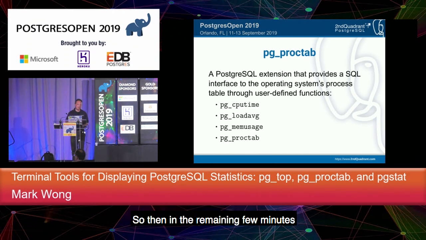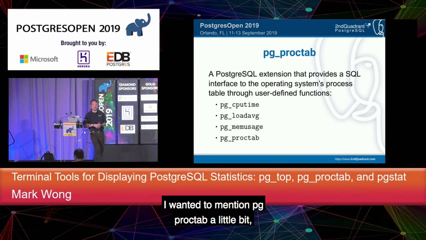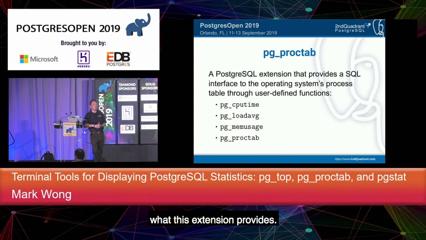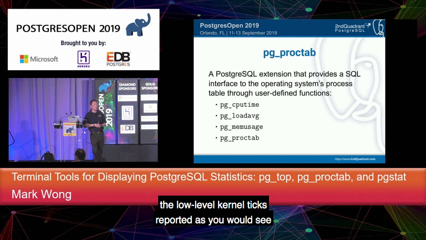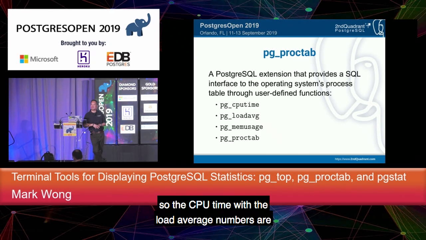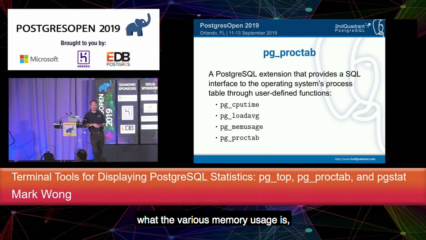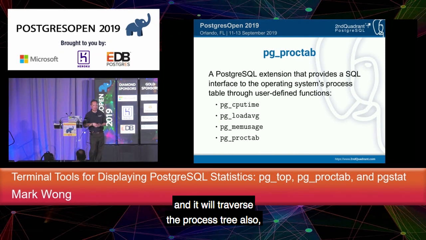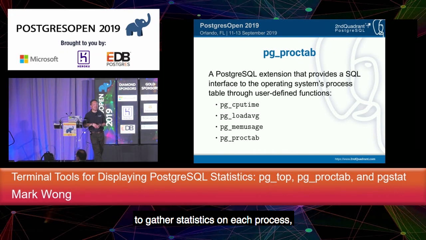So then in the remaining few minutes, I wanted to mention pgproctab a little bit, what this extension provides. It's really just 4 functions that will get the CPU time, the low-level kernel ticks reported as you would see if you were to go and cat those /proc endpoints in Linux. So the CPU time, what the load average numbers are, what the various memory usages are, and it will traverse the process tree also to gather statistics on each process.